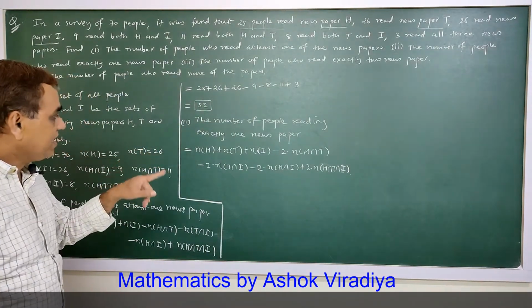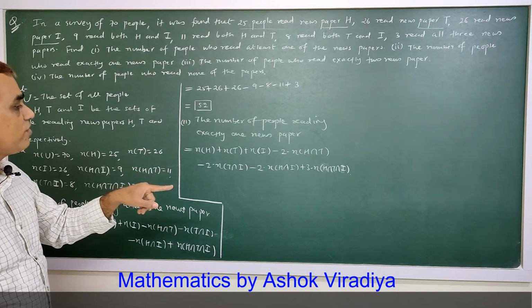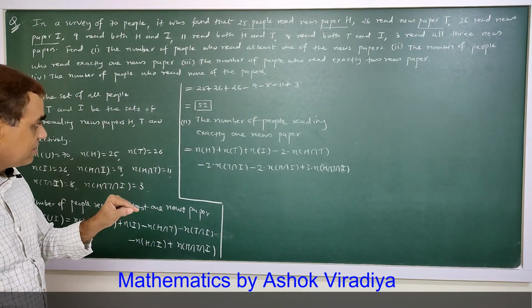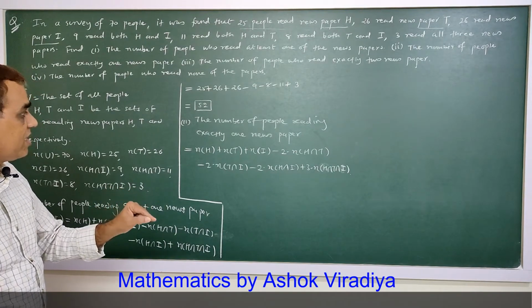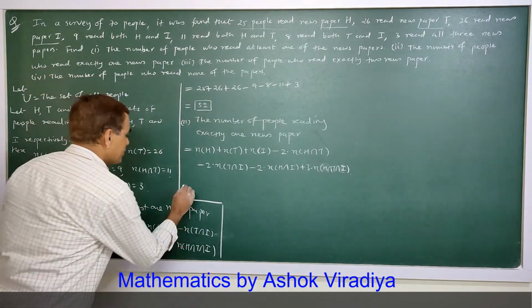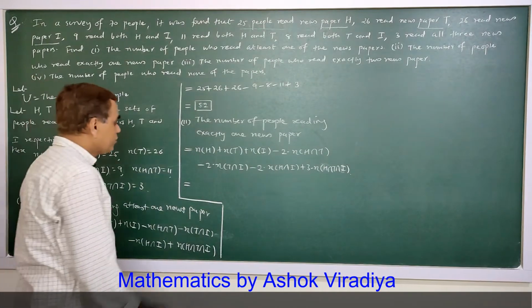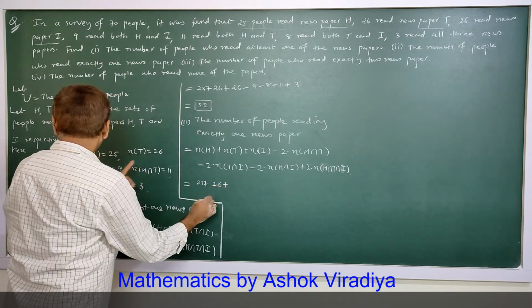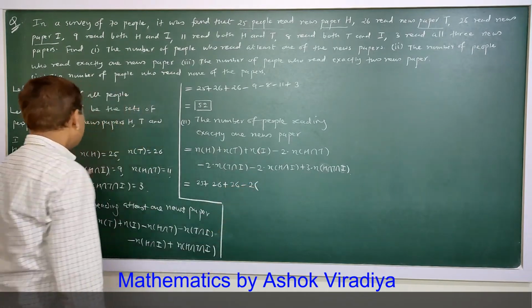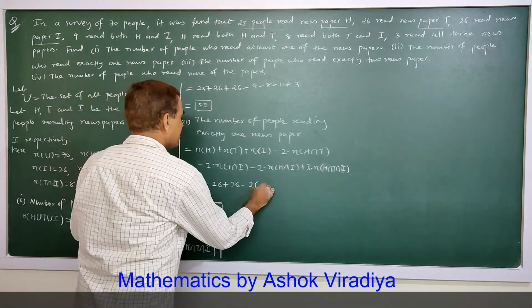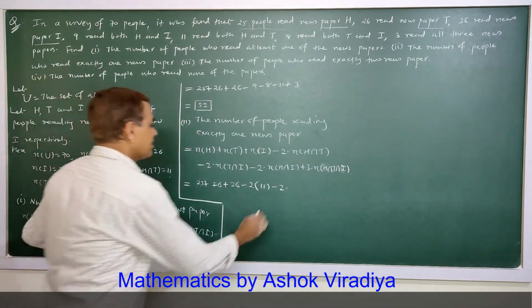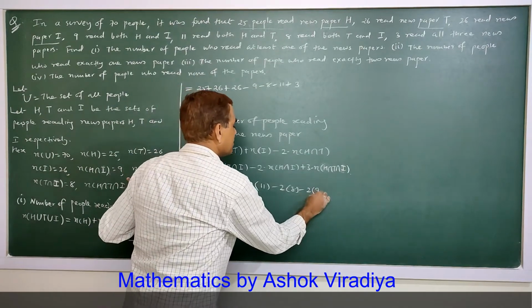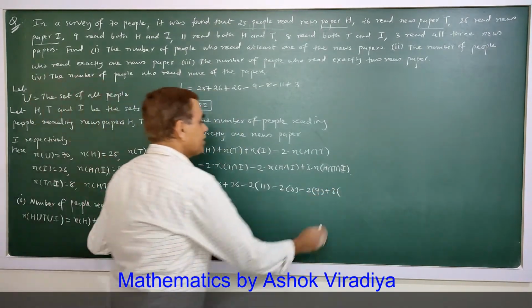So n of H plus n of T plus n of I minus 2 times n of H intersection T minus 2 times n of T intersection I minus 2 times n of H intersection I plus 3 times n of H intersection T intersection I. So putting values: n of H is 25, plus 26, plus 26, minus 2 times H intersection T, which is 11, minus 2 times T intersection I, which is 8, minus 2 times H intersection I, which is 9, plus 3 times the intersection of these 3, which is 3.